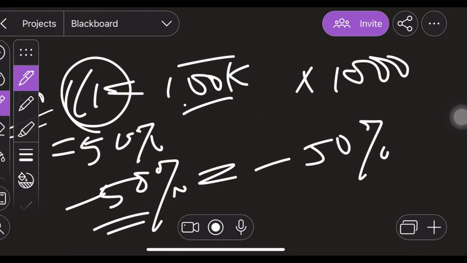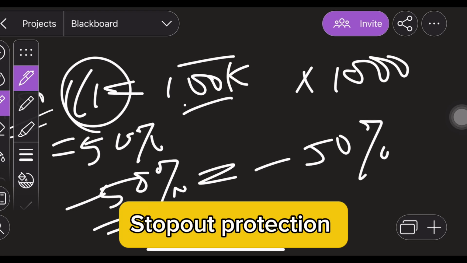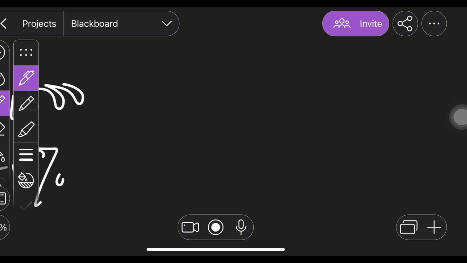So understand this. If you're in a trade and you see that sometimes the broker just stops you out and you've not lost all your own money, just understand that is margin requirements coming into play.